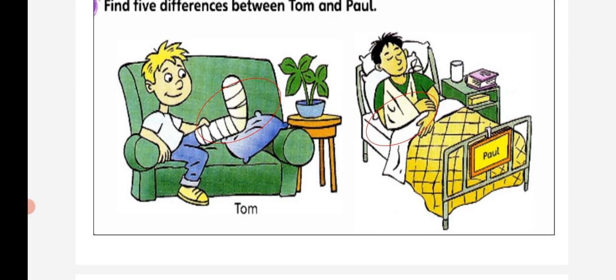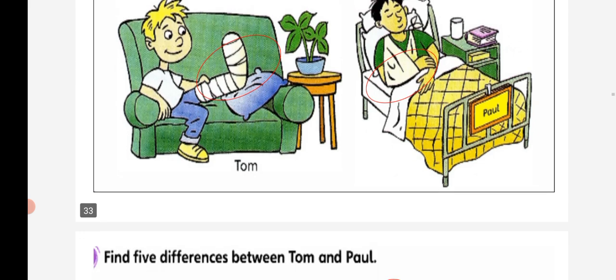Now, usually for the Cambridge Young Learners or Movers Speaking Test, the structure is a little bit different from this. Today's structure is going to be uniquely based on the pictures that are presented. So one is that Tom has an injured leg or a broken leg, depending on how you see it or how you want to say it, whilst Paul has an injured arm.